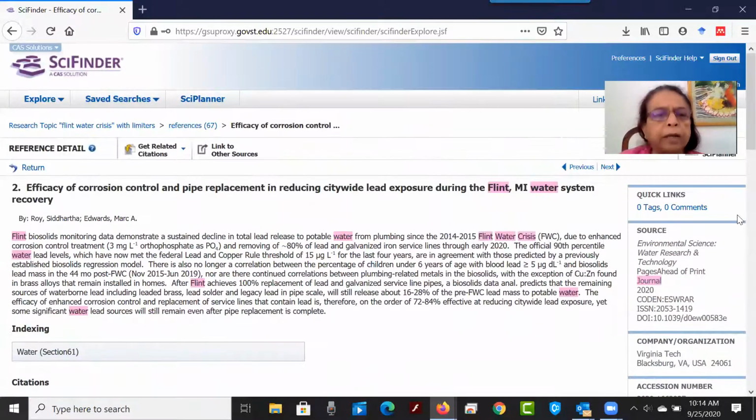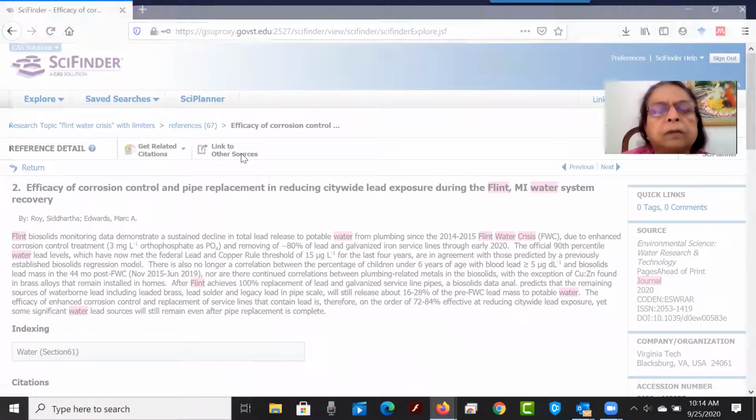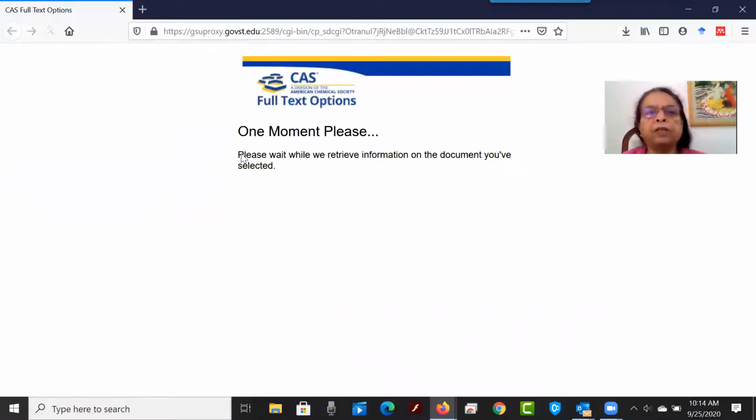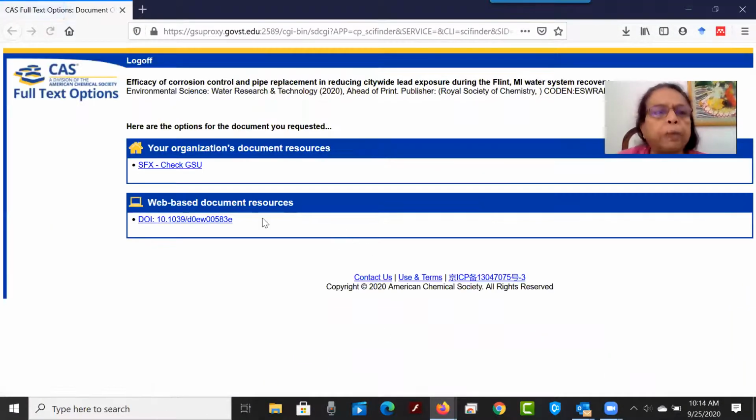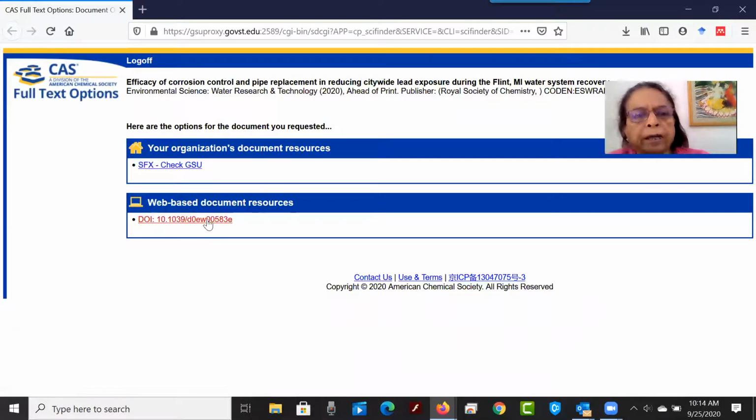So here is one. And then if you want to get the full text, you say link to other sources, retrieve the full text. And if we have the journal, it will open up. You can say SFX check this or look at this one.